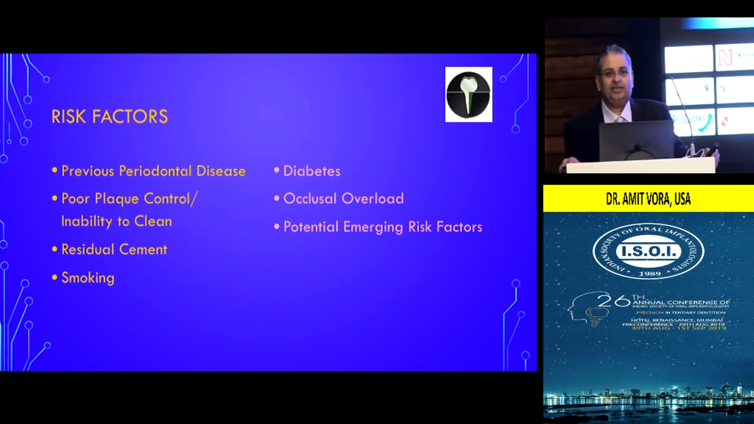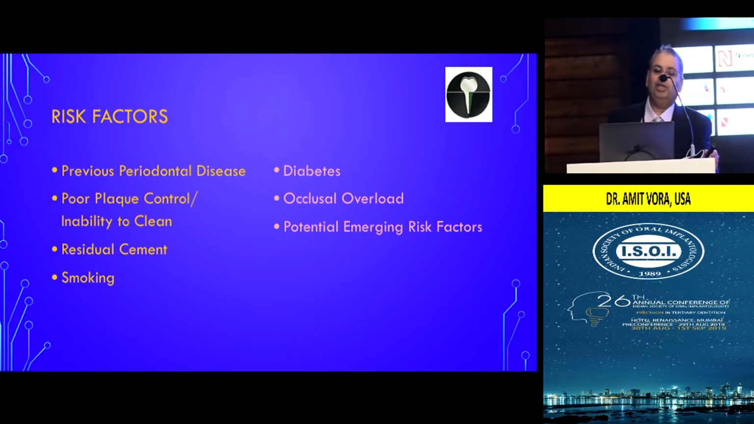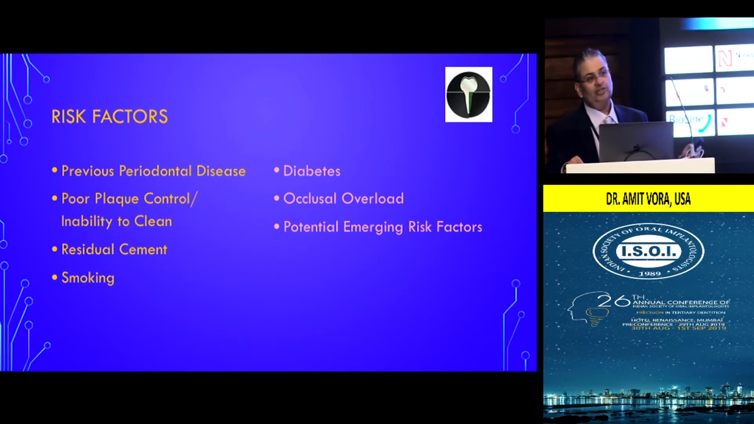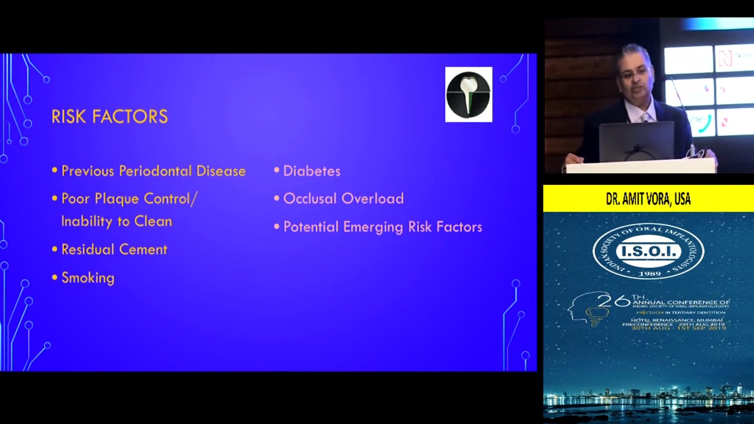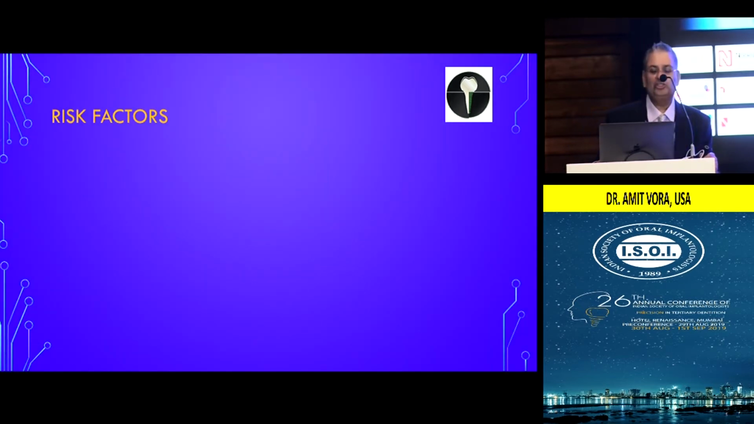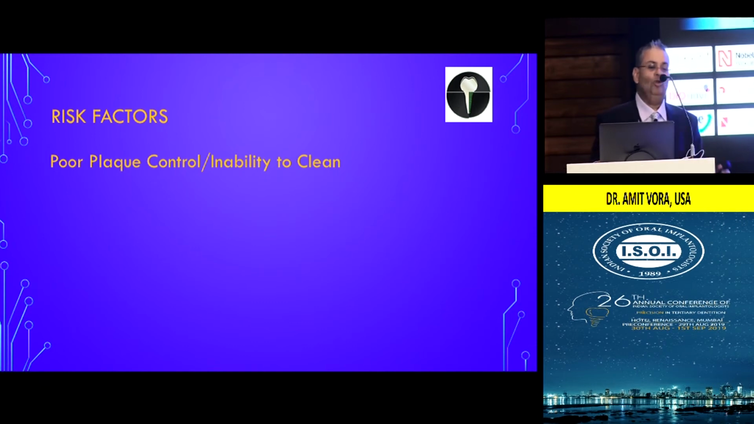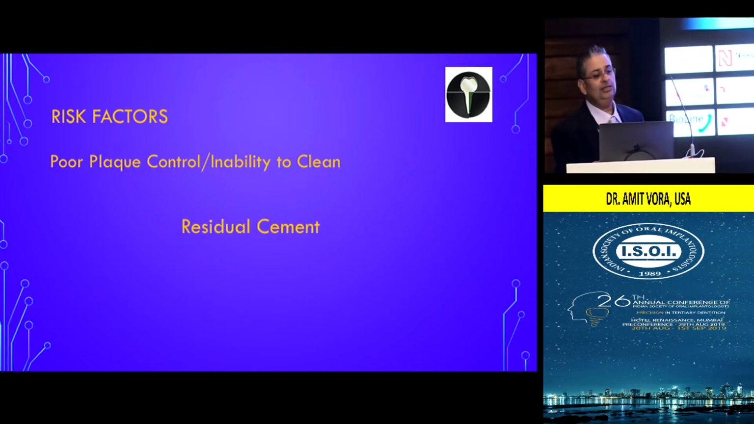What are the risk factors for some of these biologic complications? Previous periodontal disease, poor plaque control or inability to clean the teeth, residual cement, smoking, diabetes, occlusal overload, and also there are some new potential emerging risk factors, including some genetic factors. The ones that I believe are the most important and that I've seen in my practice are poor plaque control or inability to clean, residual cement, and smoking.